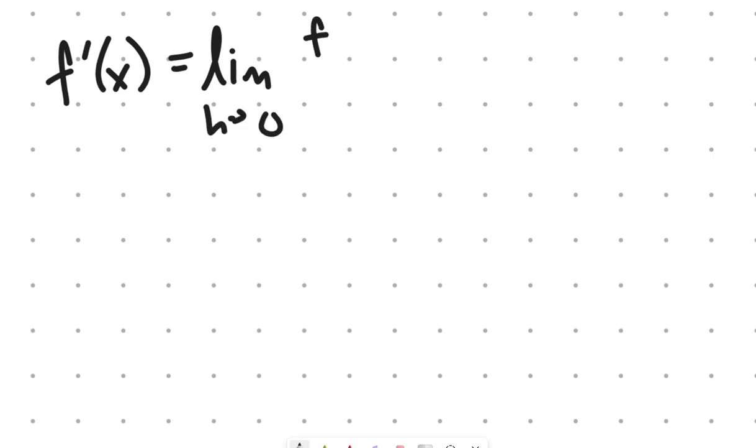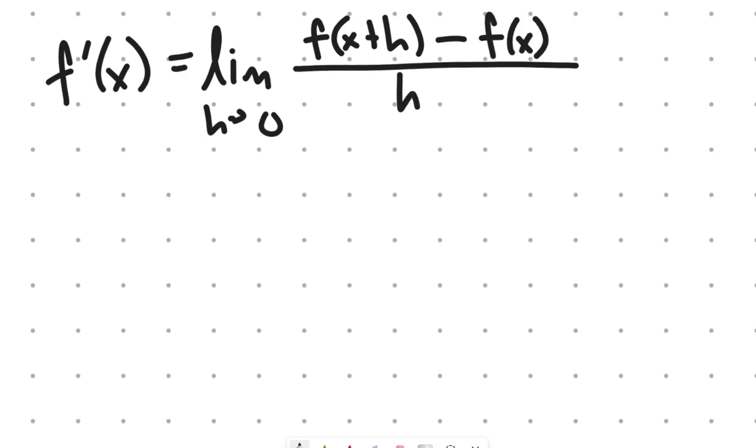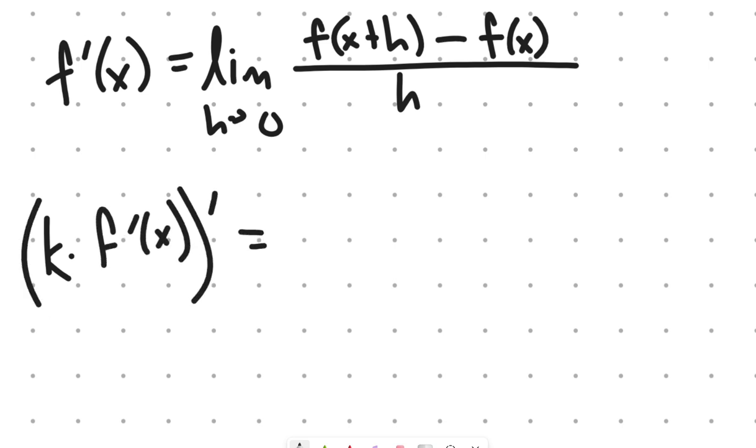Before we dive right in, we have to take into consideration the definition of a derivative. The definition of a derivative is f prime of x equaling the limit as h approaches 0 of f of x plus h minus f of x, all over h. Now, since we have this limit definition, we can put this as a whole thing and just write k times f prime of x.